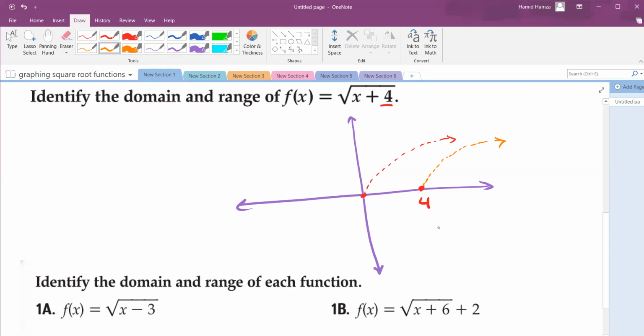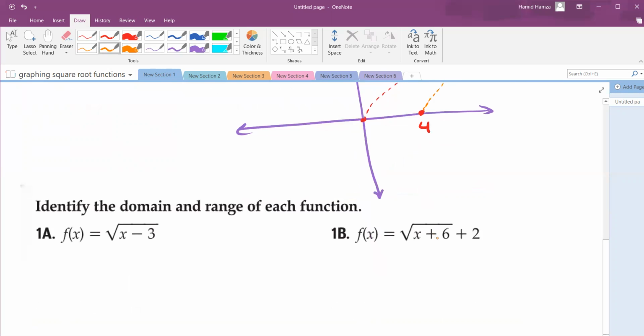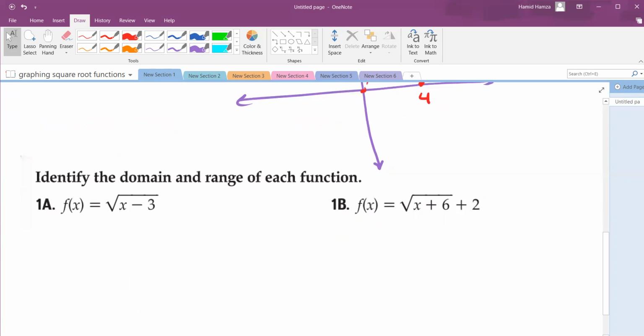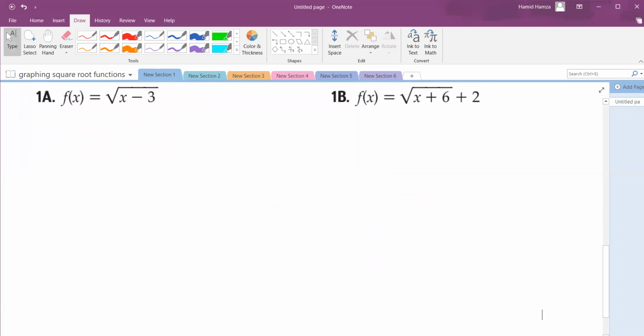Okay. So this one, who can describe this translation, guys? 1b. Yes, guys, who can describe this translation? 6 units to the right. Right or left? Right.